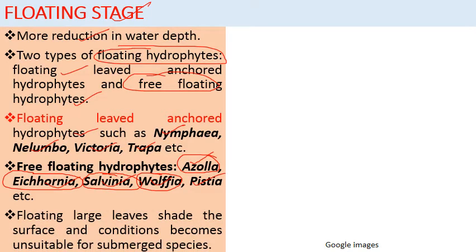Then floating large leaves क्या करती हैं? They cover the entire surface of the water body, और उसमें जो नीचे submerged hydrophytes होते हैं, वो sufficient supply of light नहीं ले पाते हैं, and the conditions for submerged species become unsuitable for living and they perish.